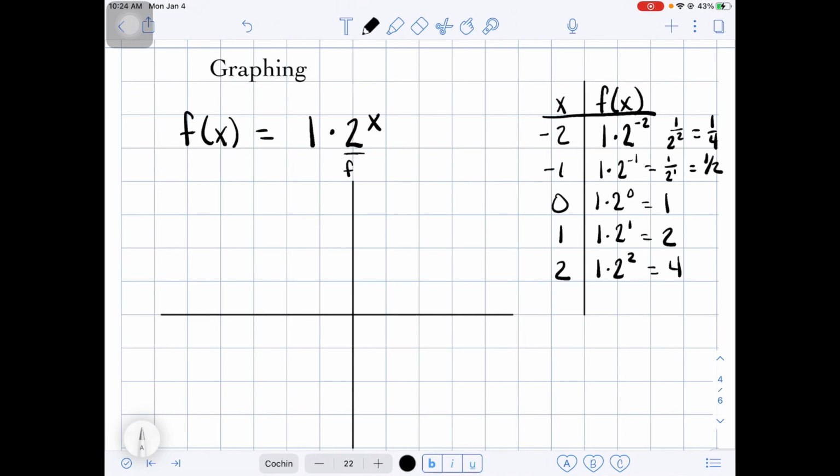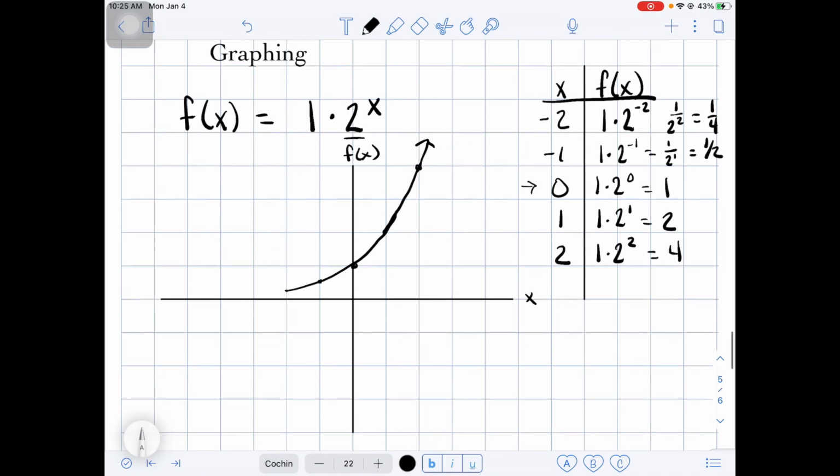So remember, this is our y, or f of x, and this is our x. I like to always start with my initial wherever it is. So when x is 0, where is it? It's at 1. And then I'm going to move up and look at the other pieces. We'll do 1 first. 1 will be at 2. 2 will be at 4. And then my negative numbers, negative 1 will be at 1/2, and negative 2 will be at 1/4. So this shows what my shape would look like.